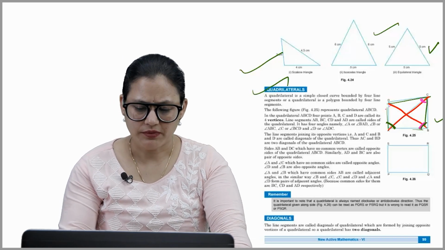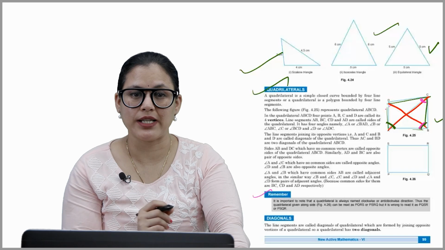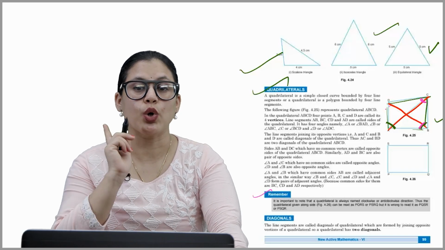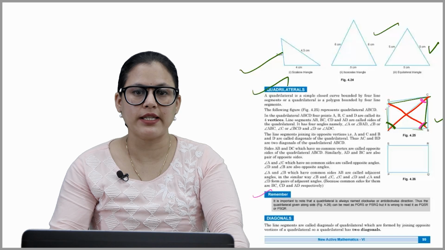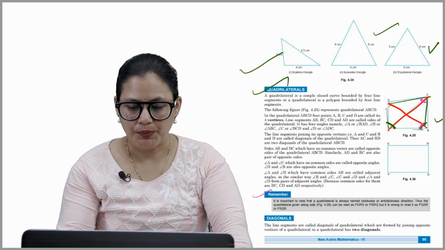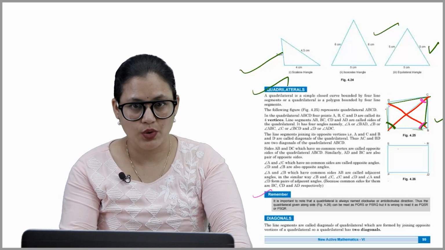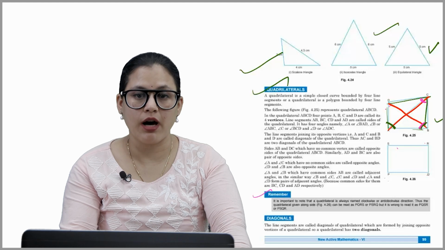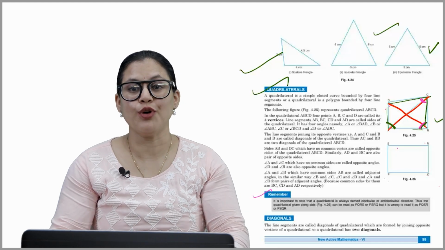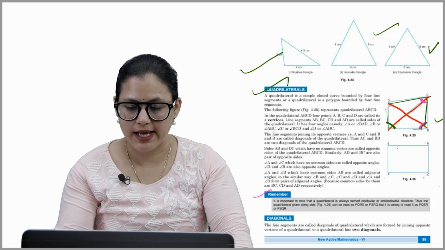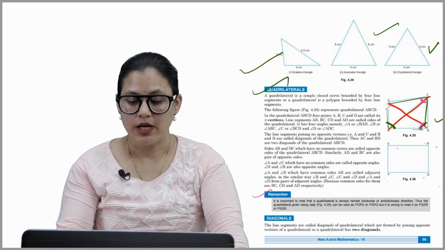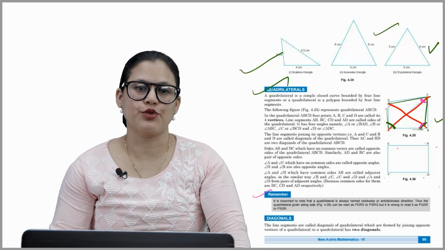Remember, it is important to note that a quadrilateral is always named clockwise or anti-clockwise. Thus, the quadrilateral given alongside can be read as PQRS or PSRQ, but it is wrong to read it as PQSR, okay, or PSQR. This is wrong.